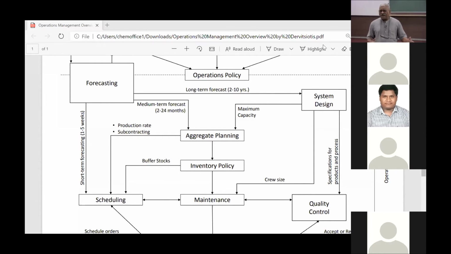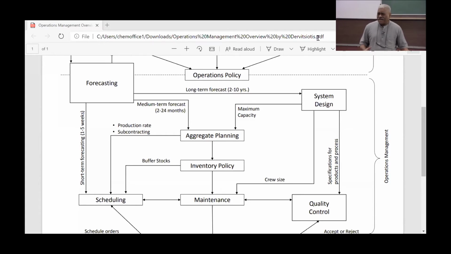Come on, be smart and look near the system design box. Sir, can you repeat the question?